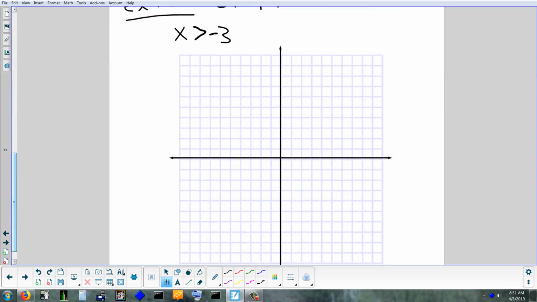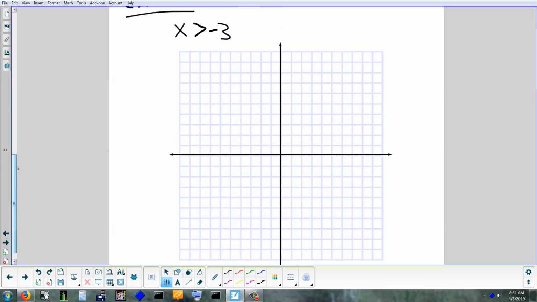Can somebody else that didn't do the last problem tell me how to do this one? You did the last one. Let me get someone else for this one. How about Matt? So at -3, do a dotted line going vertically. Okay, so -3. 1, 2, 3. And he said make it vertical.